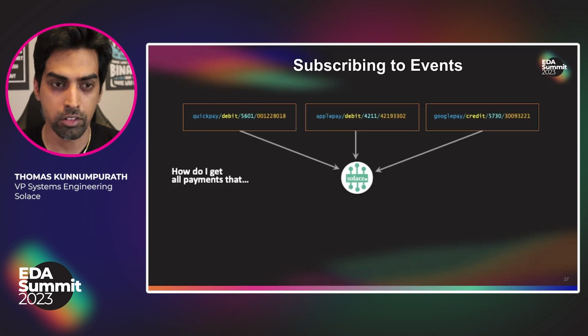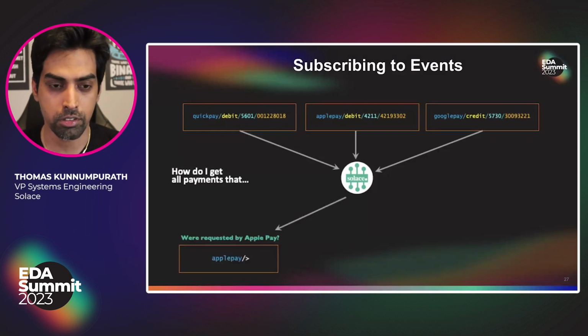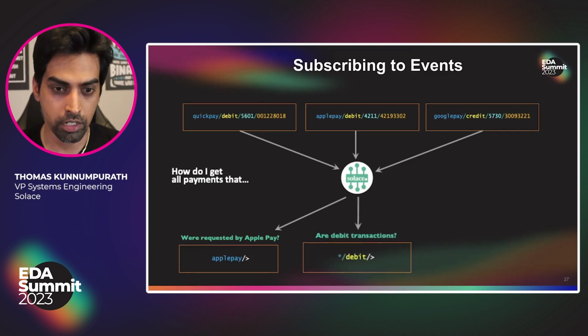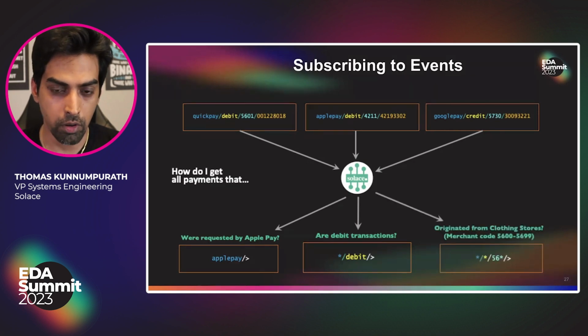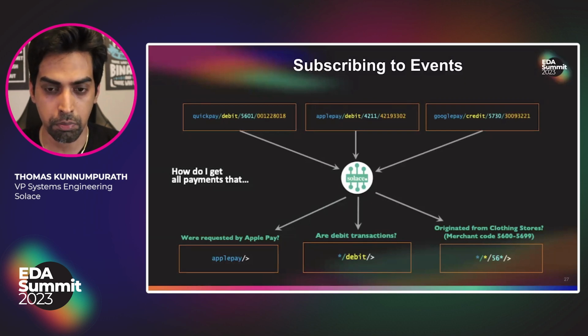So here you have examples of 3 events that are published on 3 independent topics. And once they're published, my subscribers could start asking questions about these event streams that are coming in. For example, if I wanted to get all events that were requested by Apple Pay, I would simply express a topic subscription as Apple Pay / greater than. Likewise, if I'm interested in all debit transactions, I would simply say */debit/>.